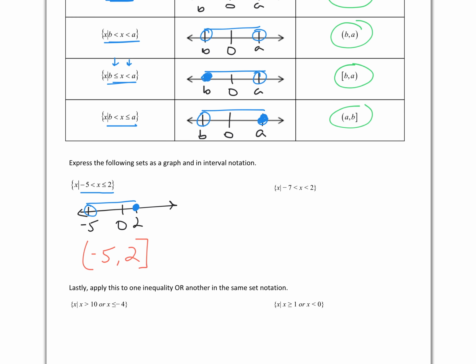Our next example, x is between -7 and 2, not including them. 0, -7, 2. Don't include -7, don't include 2, so open circles, anything in between. That means on our interval notation, there's 2 parentheses. And there we go.